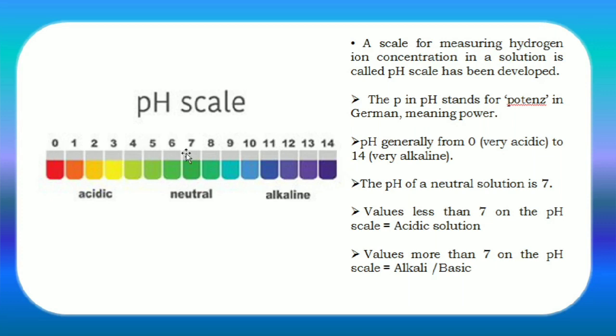So from 0 to 7 the pH is acidic. If it is 7 it is neutral. If it is from 7 to 14 it is called an alkaline or basic solution. Is this clear? So this is about the pH scale. The more the value above 7, the more alkaline it is.